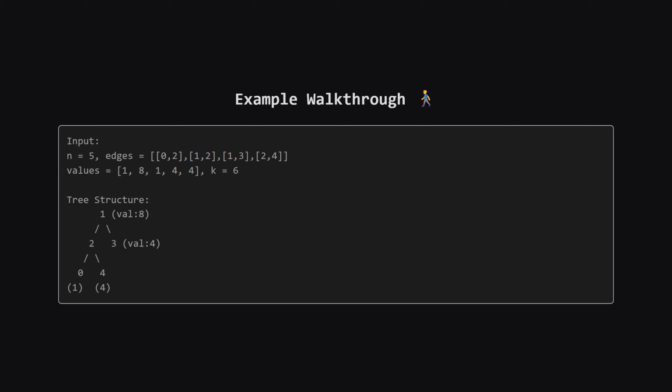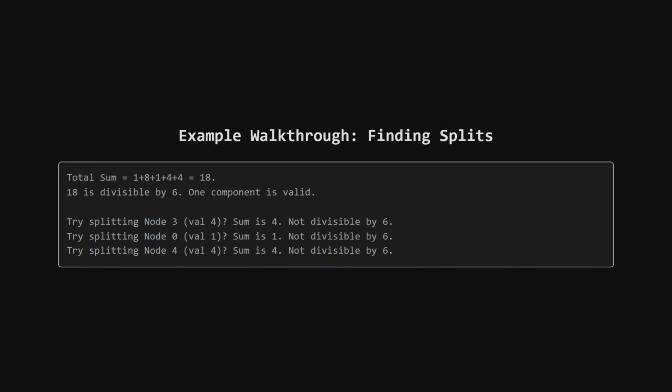Let's walk through an example to make this concrete. We have 5 nodes here. The connections create a tree structure. We are also given a target divisor K, which is 6. We need to find splits where each piece sums up to a multiple of 6. First, let's look at the whole tree. The total sum of all values is 18. Since 18 is divisible by 6, the whole tree itself is valid as one single component.